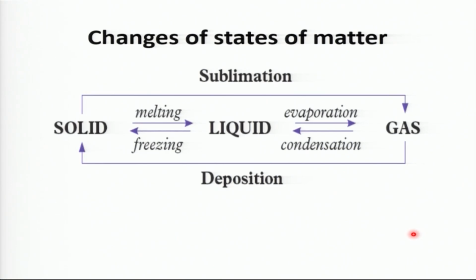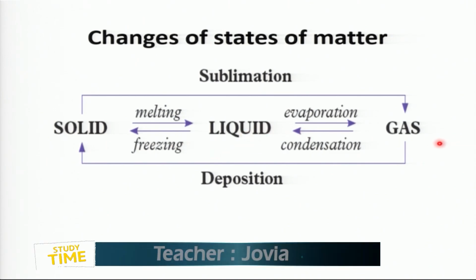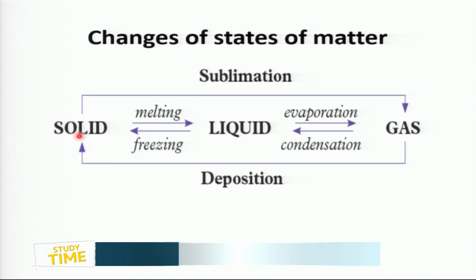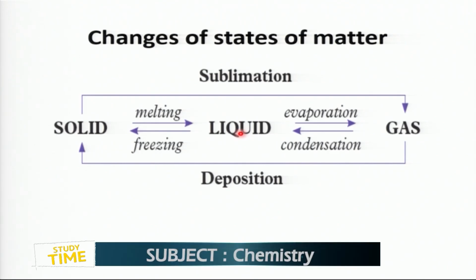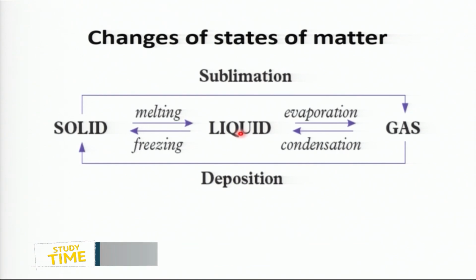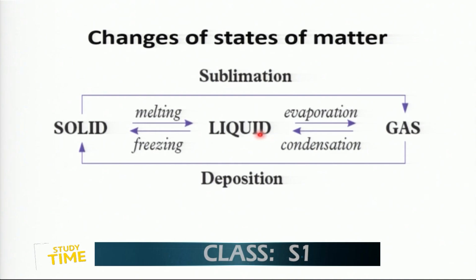For example, the solid state can turn to a liquid state, and a liquid state can turn to a gas state. Right? So what is that process? When a solid turns to a liquid, we call it melting. Take an example of ice. When you get ice and melt it, it becomes a liquid. So that phenomenon, that process, we call melting. This arrow shows that we are changing from solid to liquid, and the process is melting.